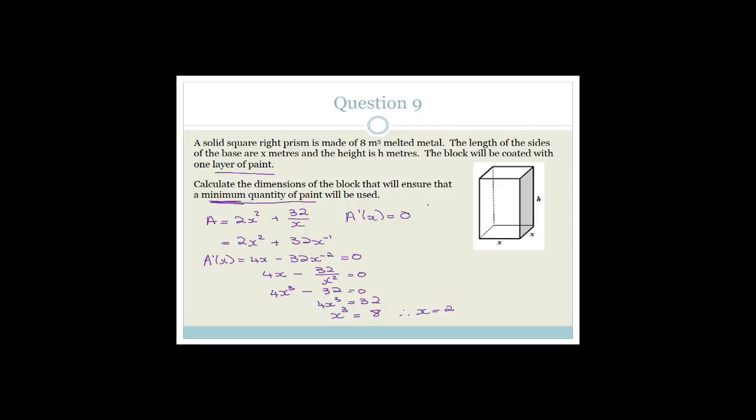So now we know that the base has to be 2 by 2, but it says calculate the dimensions, so we need the height as well. But we've already worked out that h is equal to 8 over x squared, right? So therefore that's 8 over 2 squared, which is 8 divided by 4, which is 2 as well. So therefore your h is also going to be 2. Right, happy with that. Right, let's move on to the next question.